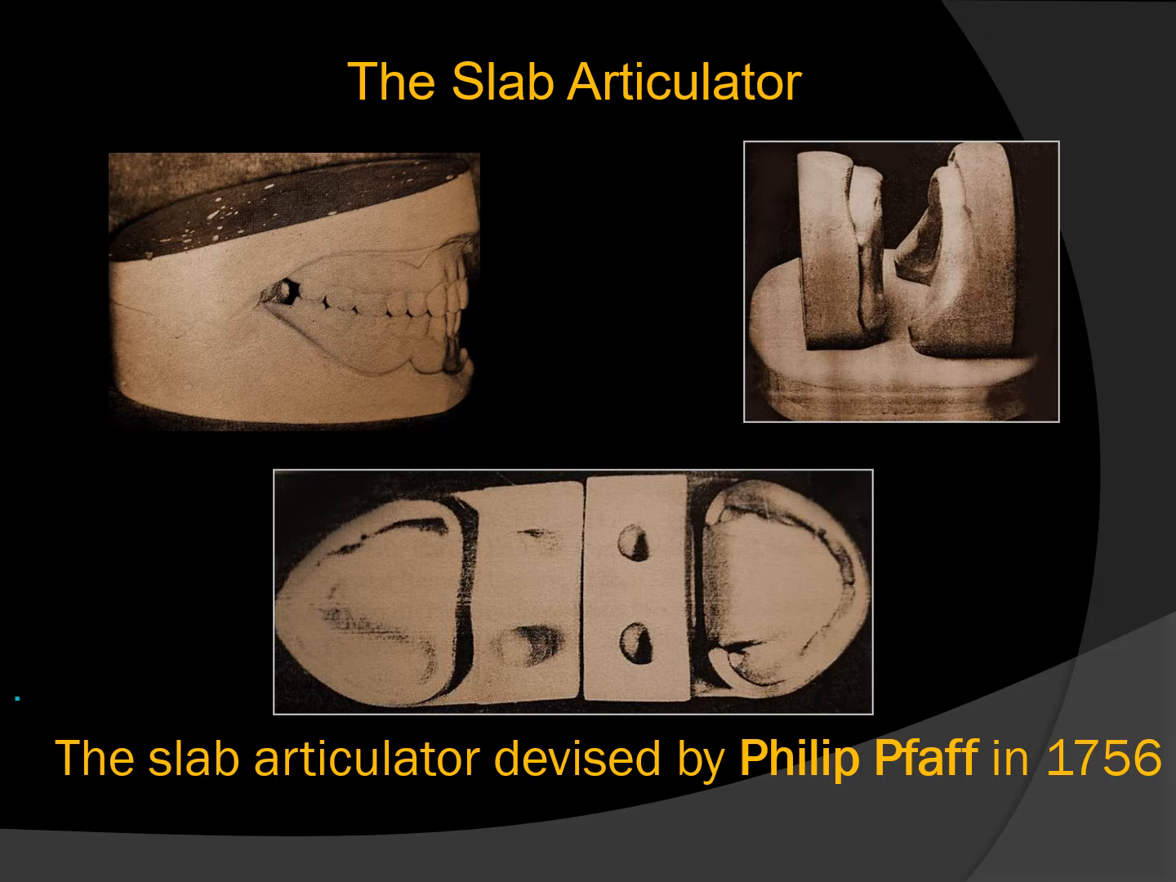The first articulator is the slab articulator, and it was Philip Fabre who introduced this earliest known articulator in the year 1756, which was called the slab articulator, also known as plaster articulator. In this articulator, there was plaster extension on the distal portion of the maxillary and the mandibular cast that were grooved in order to fit each other. So this is known as the earliest known articulator, that is the slab articulator.